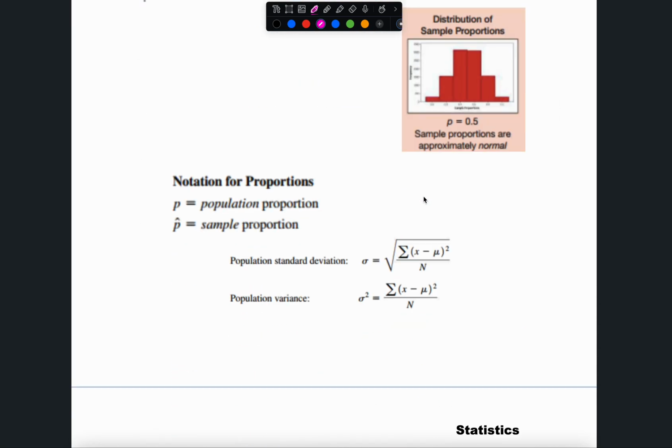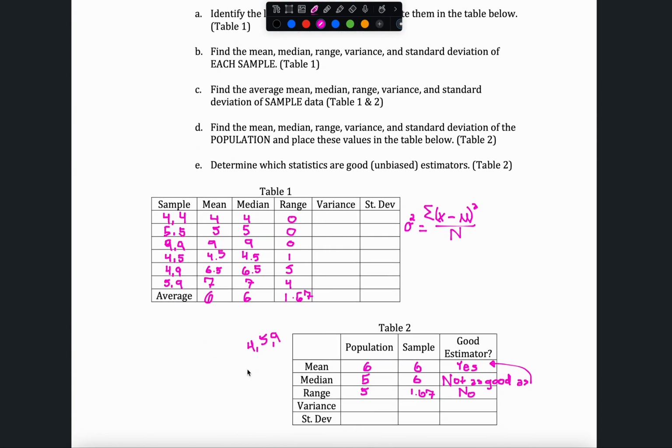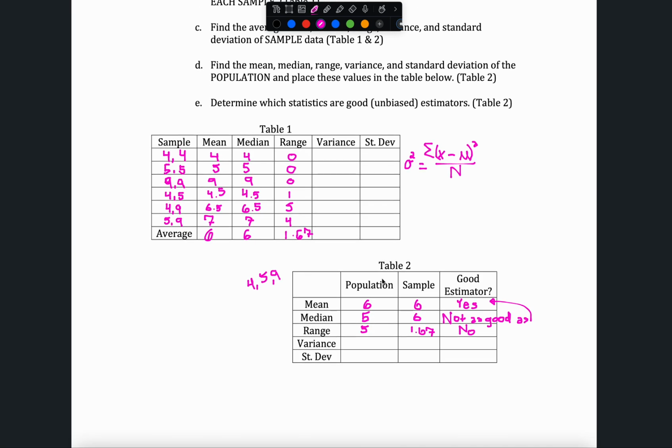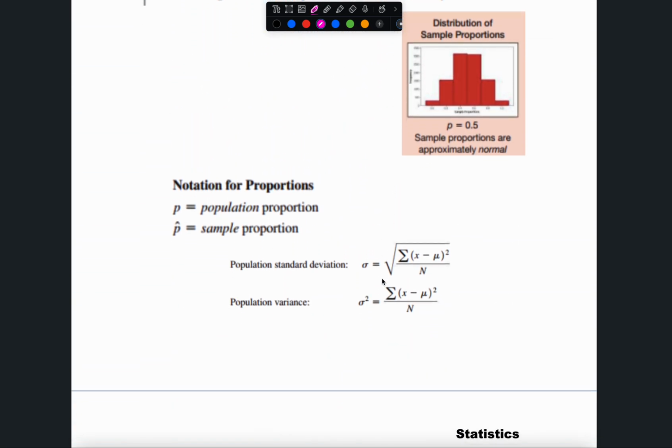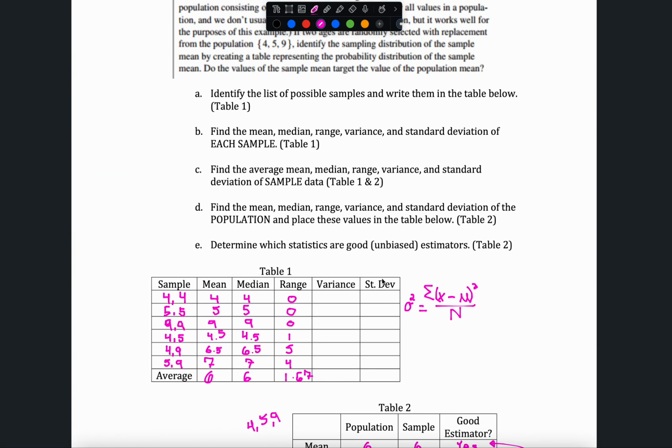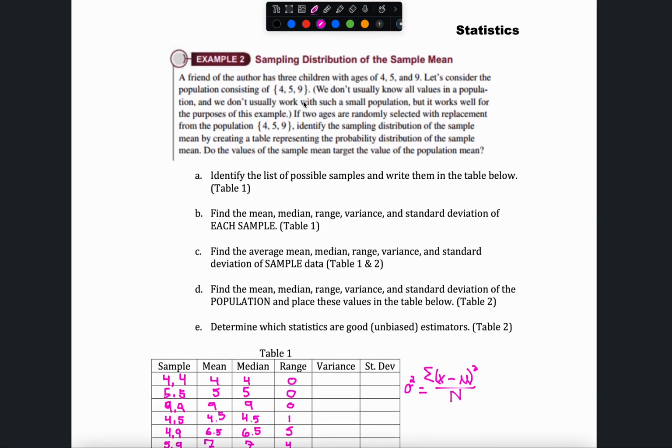So 6-3, the only thing we haven't done on these tables here is the variance and the standard deviation. And so we've got to do that, and then we've got to compare. So if you remember from before, we were taking samples. They were giving us a population of just 4, 5, and 9-year-old kids, and then we were sampling just 2 at a time.